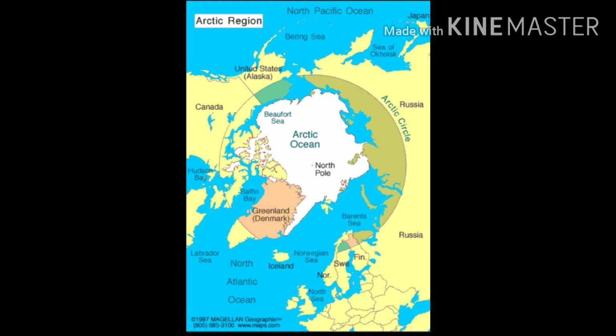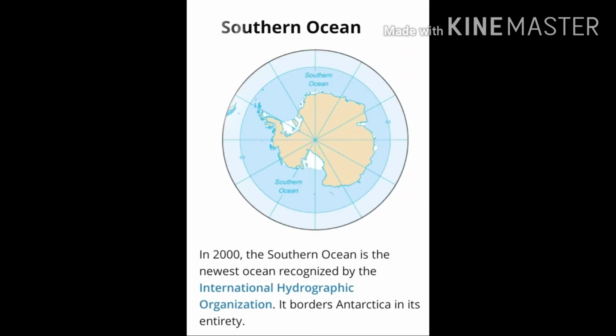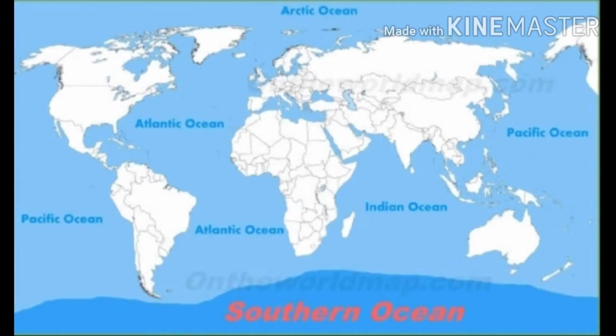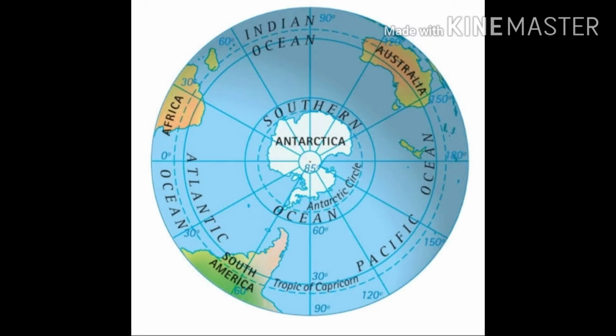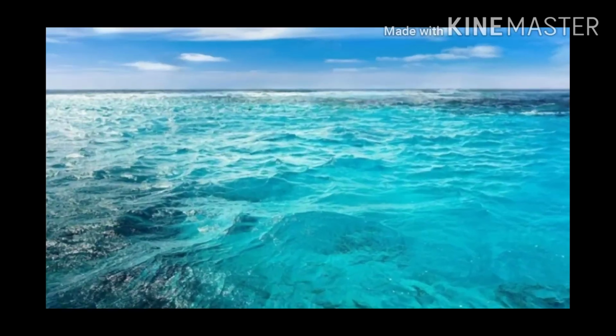Apart from these four oceans, there is the Southern Ocean, or we call it the Antarctic Ocean, which surrounds the continent of Antarctica. It is formed by the mixing or merging of the Pacific Ocean, Atlantic Ocean and Indian Ocean. As it also has a very low temperature because it is near Antarctica, it is also frozen throughout the year. Now let's move to the seas.